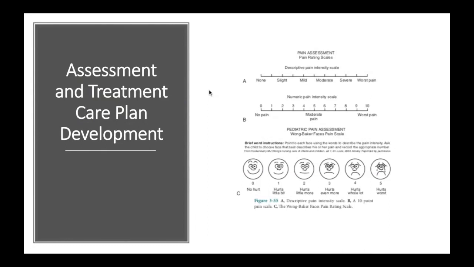All right, another area of the exam is assessment and treatment and care plan development. So here's the pain assessment, the pain scale. I know they have a lot of questions on this as well. So usually we ask people on a scale of 1 to 10, how do they feel? So you'll see here, A is the descriptive pain intensity scale. Right here where it says none, slight, mild, moderate, severe, and worst pain.